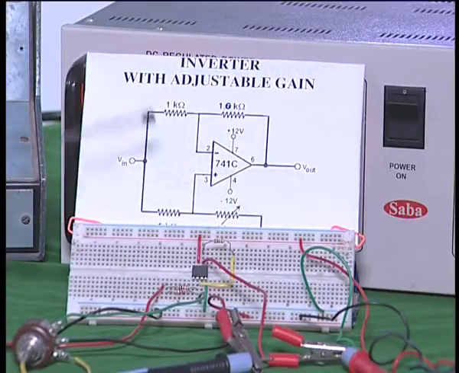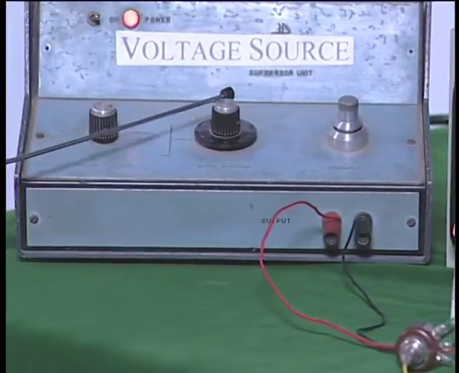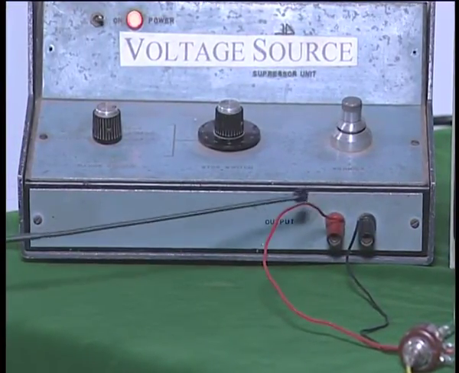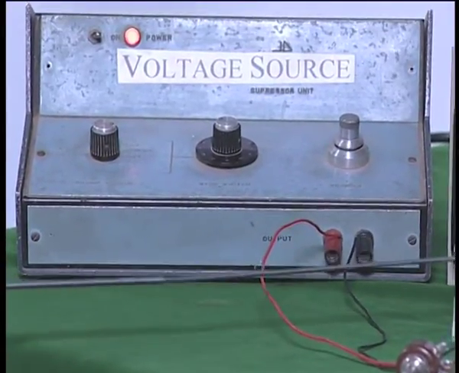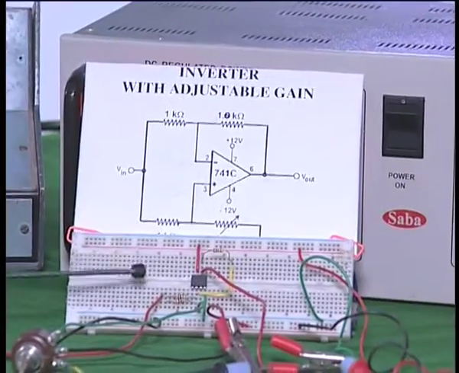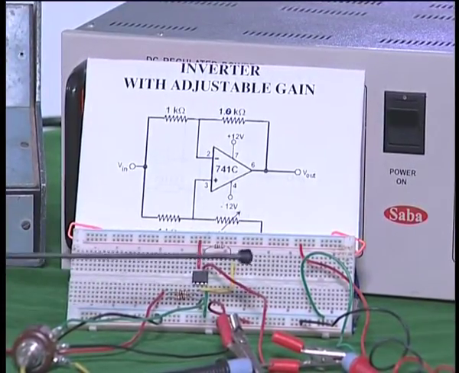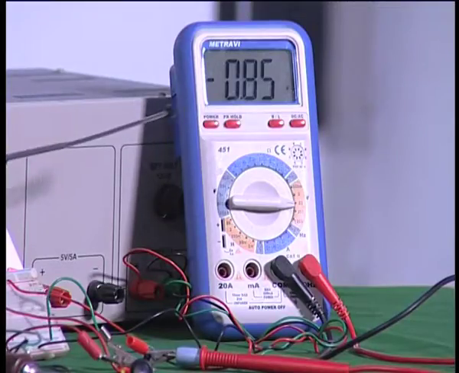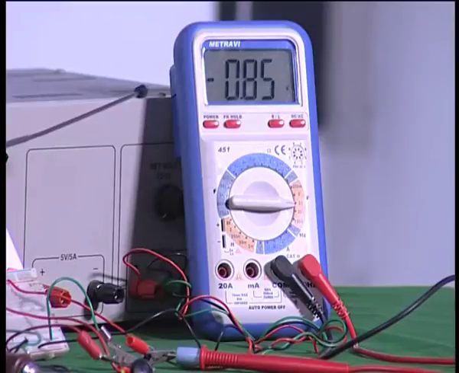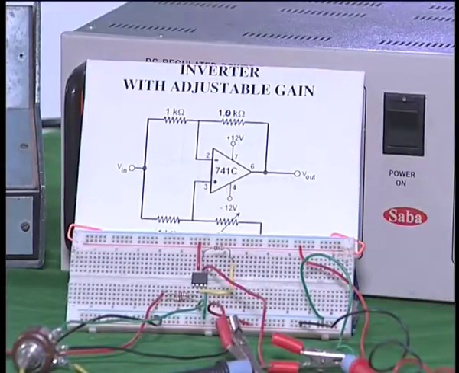So, here the input is again from a voltage source, and the input I have not changed, it is again nearly 1 volt. That is connected at the input of the circuit, and now I am measuring the output of the circuit. I have connected the multimeter, and if you observe the multimeter, it shows 0.85 with the potentiometer in 0 position. You can see the potentiometer I have connected here.